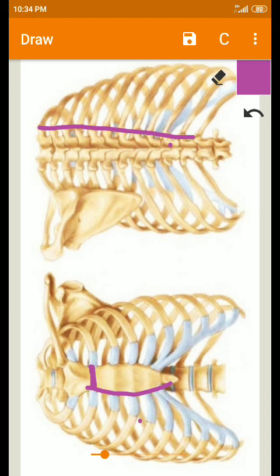So this is about the formation of the thoracic cage. In the next session we will see the shape of the thorax.